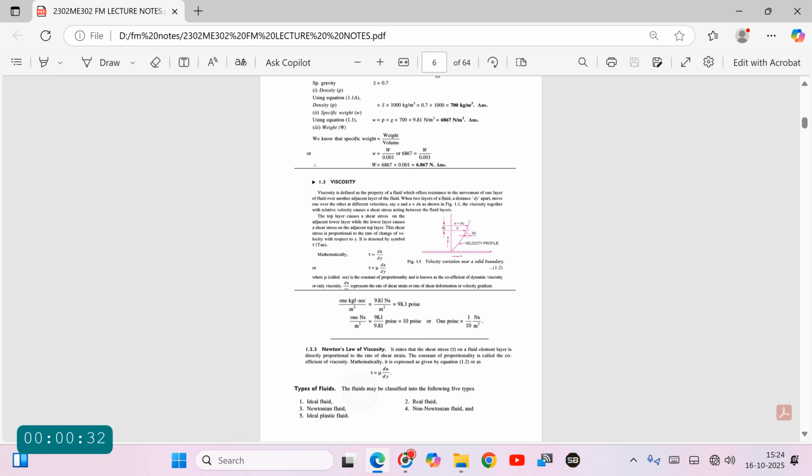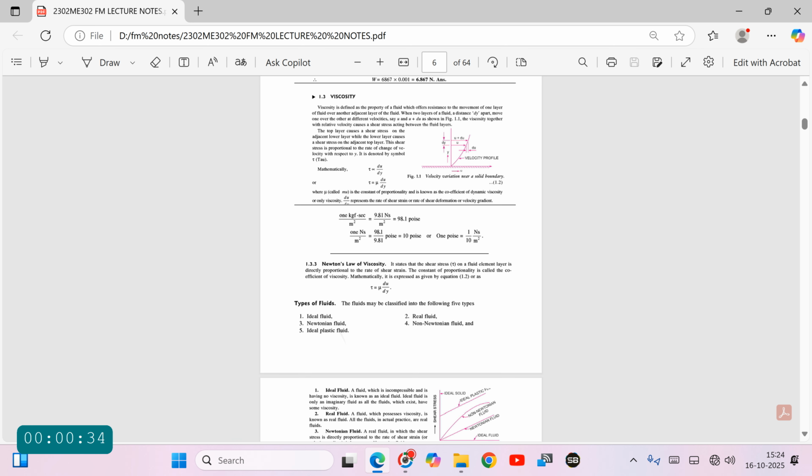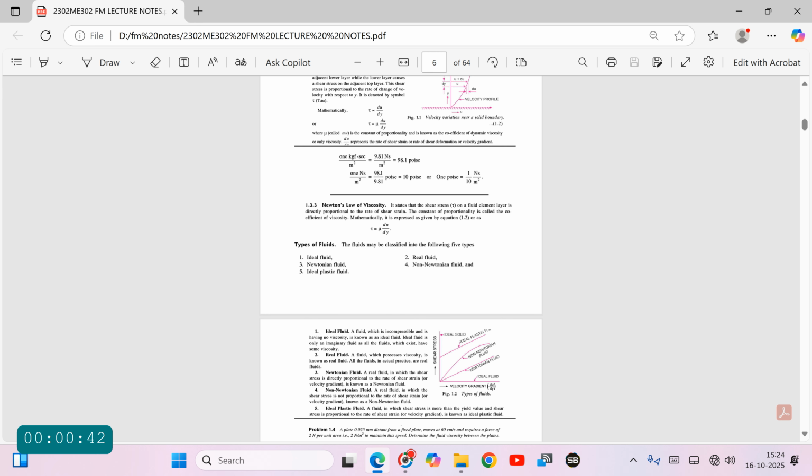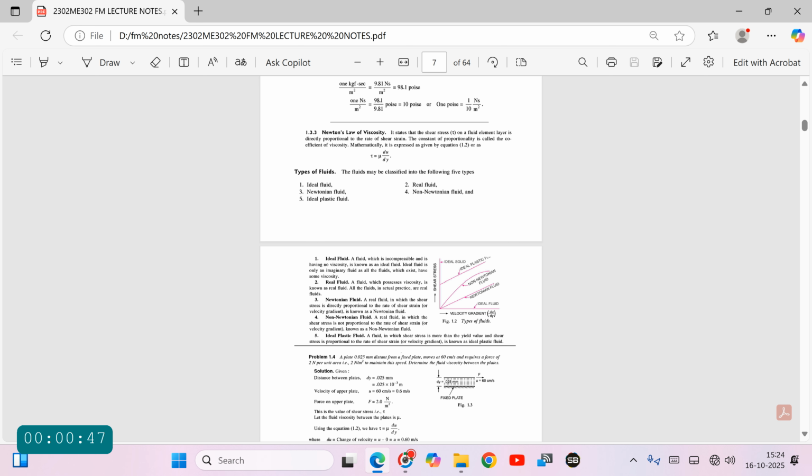For that, the important law, Newton's law of viscosity, is derived. It states that the shear stress of a fluid layer is directly proportional to the shear strain. Shear stress is generally denoted as tau. So tau equals mu into du by dy. It varies with various types of fluids.